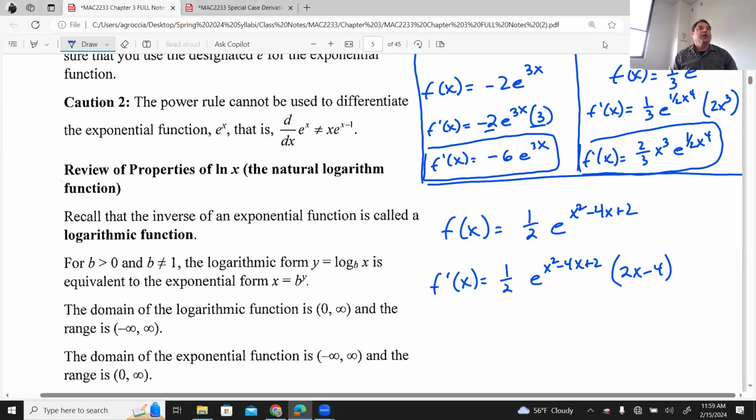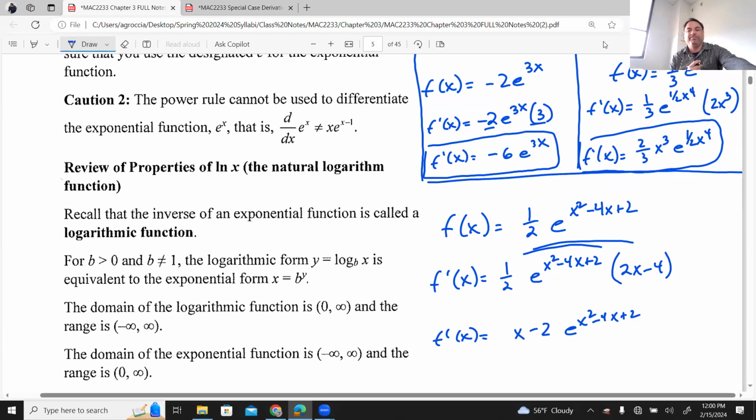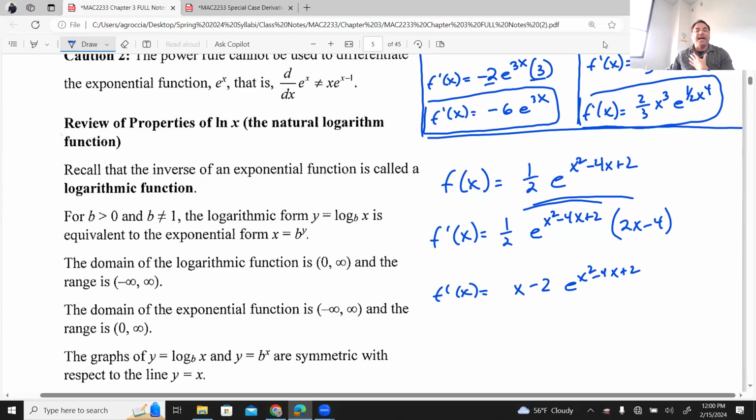Okay? Now, could you leave this as your final answer? You could. But we could also simplify it. What I mean by that is I can distribute that 1/2. And if you distributed the 1/2, you would get x minus 2 times e to the x squared minus 4x plus 2. And if that is your answer, is that correct? No. It has to be in parentheses.